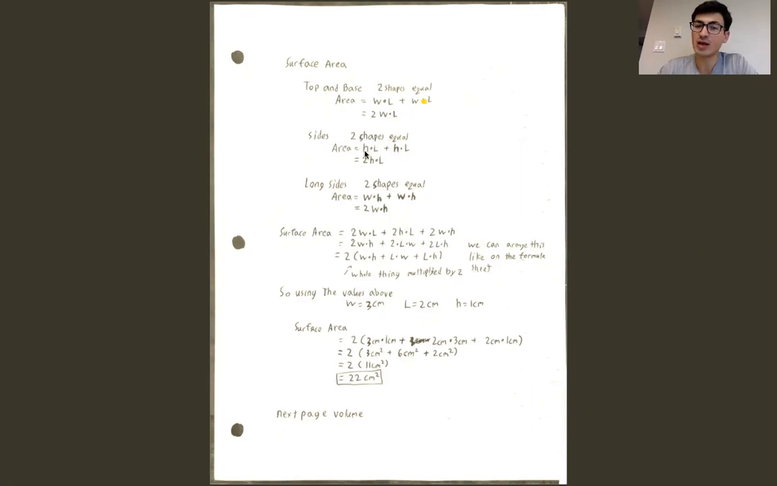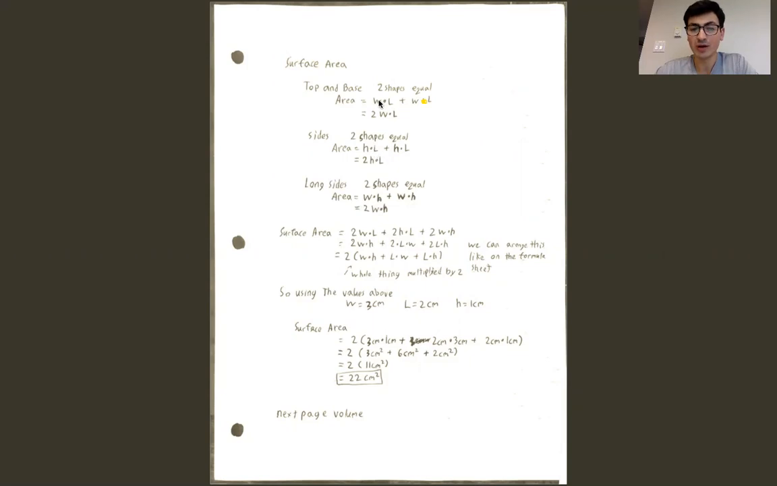So we have height times length is going to be our area of one of our rectangles, plus height times length, which is the area of our second rectangle, the same shape, giving us 2 times height times length. Same thing for the long side, we got width times height.